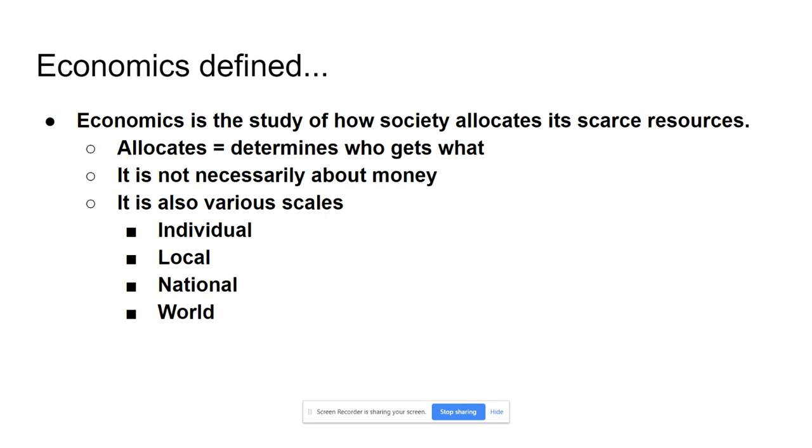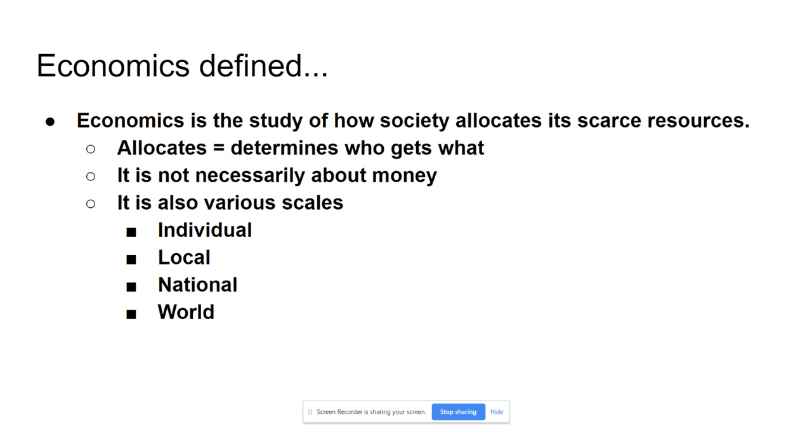Economics is not necessarily about money, but who gets money in the form of wages? How do we determine that? It doesn't have to be about money, though. It could be about natural resources. Who gets access to natural resources? It could be something as simple as food. Who gets access to what food?